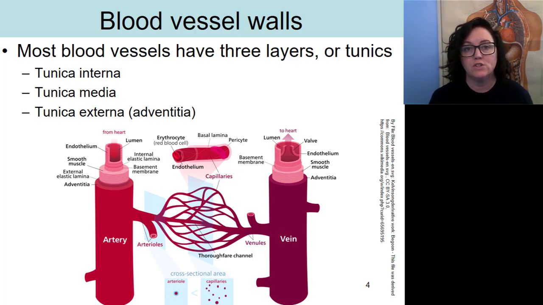So the Tunica Interna is the innermost layer of the wall. This is the only part of the wall that actually will be making contact with the blood. Just deep to that, we will find the Tunica Media, where we're going to have smooth muscle. And then the outside of the tube is where we find the Tunica Externa, and as I said, that's also known as the adventitia. Let's look at each of these tunics in more detail.